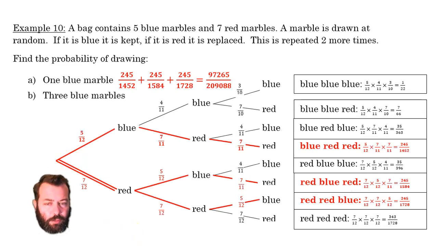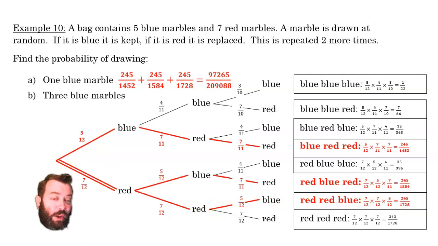And here they are. The first one, blue, red, red. And the probability of that occurring is 245 on 1452. The second way I could make that occur is red, blue, red. So my second marble is blue, and that's 245 on 1584. And finally, the first 2 marbles might be red, red, and then blue, 245 on 1728.